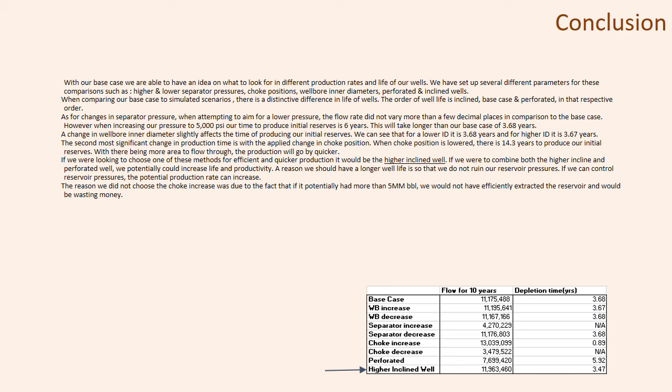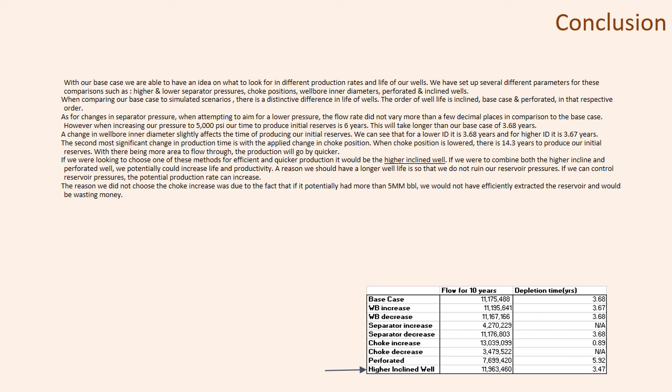A change in wellbore inner diameter slightly affects the time of producing our initial reserves. We can see that for a lower ID, it is 3.68 years, and for a higher ID, it is 3.67 years. The second most significant change in production time is with the applied change in choke position. When choke position is lowered, there is 14.3 years to produce our initial reserves. With there being more area to flow through, the production will go by quicker.